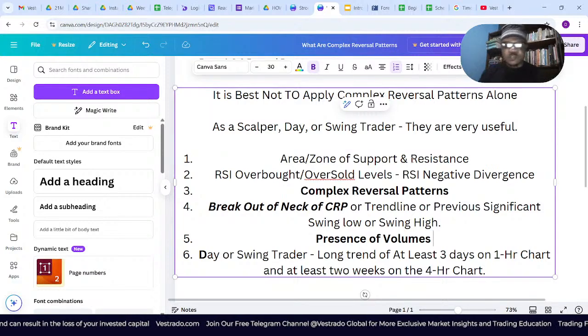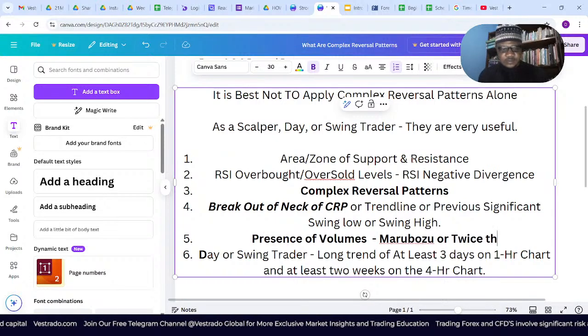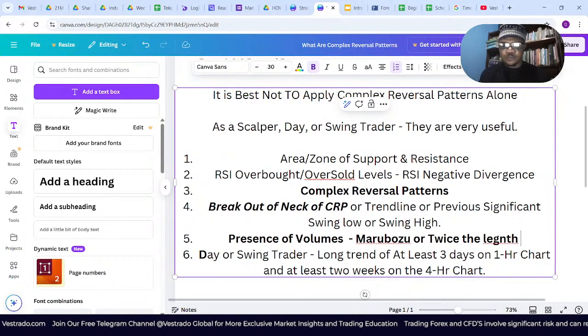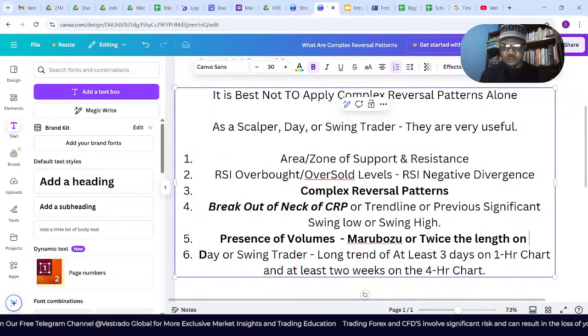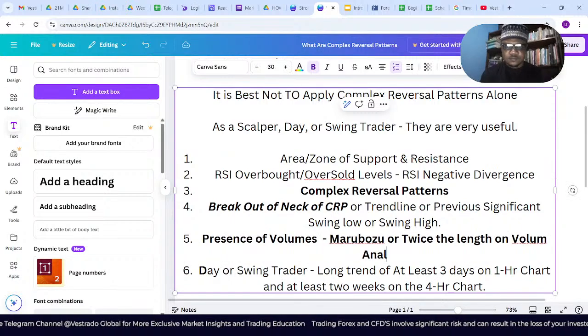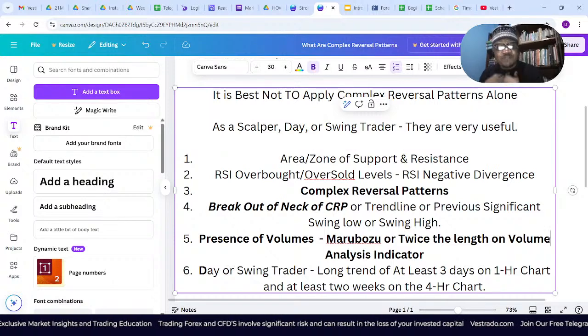You want to see all these. Now let's talk about the presence of volumes. Say you want to see a Marubozu, or you want to see twice the length on the volume analysis indicator, or you want to see some sharp movement on moving averages, your choice. I for one like to wait for volumes in the market.